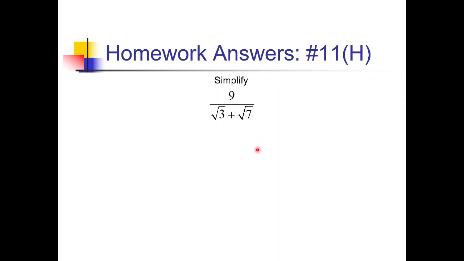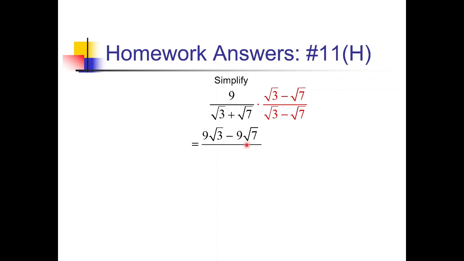For this problem, we have not one, but two radicals being added together in the denominator. Because I've got two terms here, I'm going to try multiplying by the conjugate to untangle this thing. So that means I have to multiply by radical 3 minus radical 7 over itself. In the numerator, all I can really do is just distribute this 9 to both of these. So 9 radical 3 minus 9 radical 7, nothing else to really do up there.